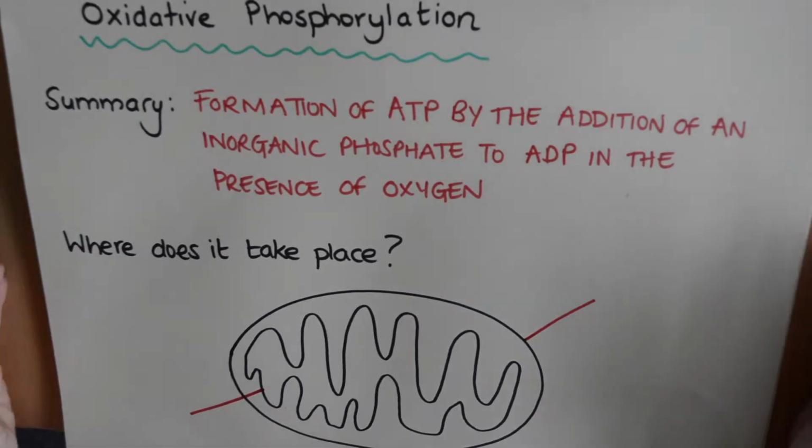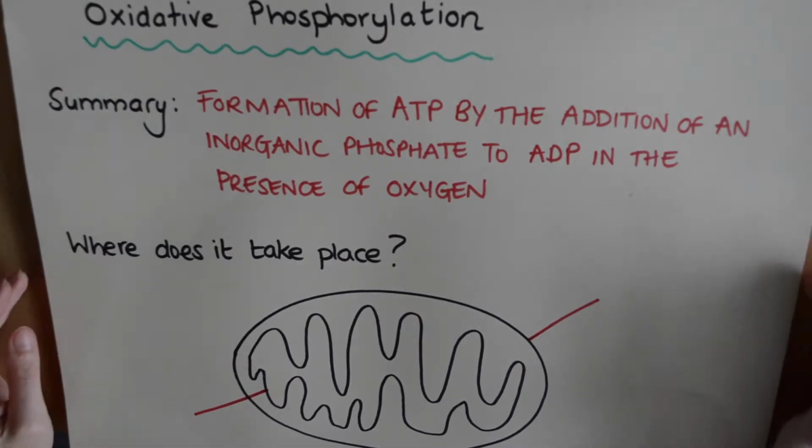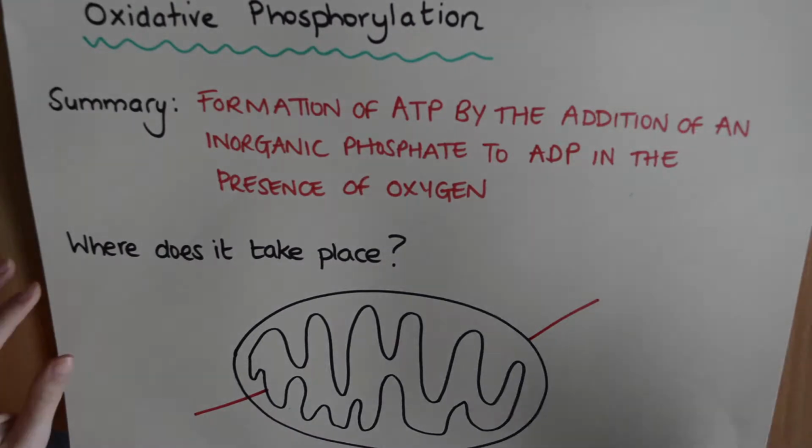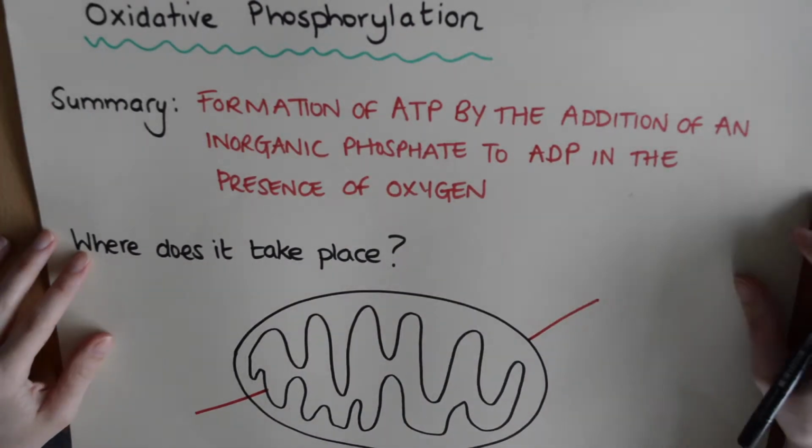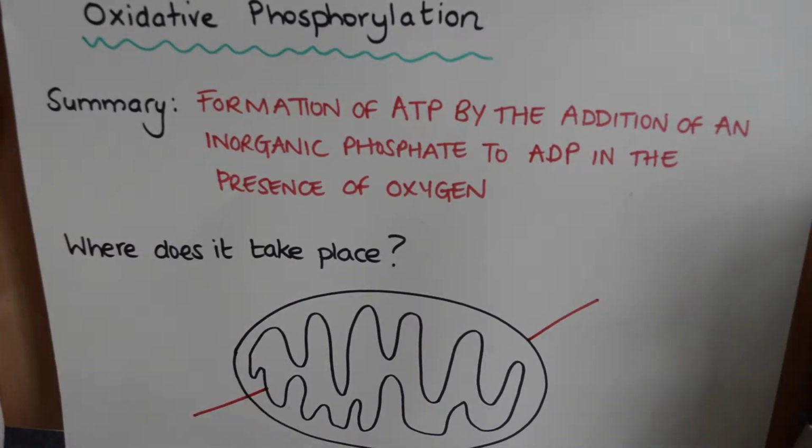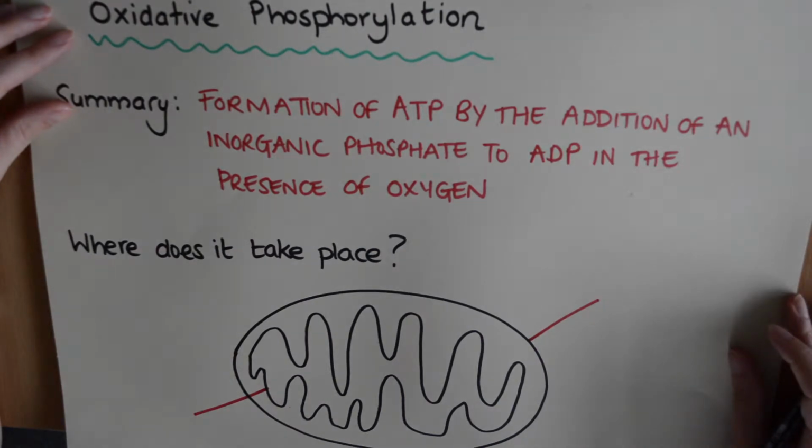This little video is going to be summarising the process of oxidative phosphorylation. So, in summary, this is the formation of ATP by the addition of an inorganic phosphate to ADP in the presence of oxygen. Oxygen is acting as the final electron acceptor in this process.